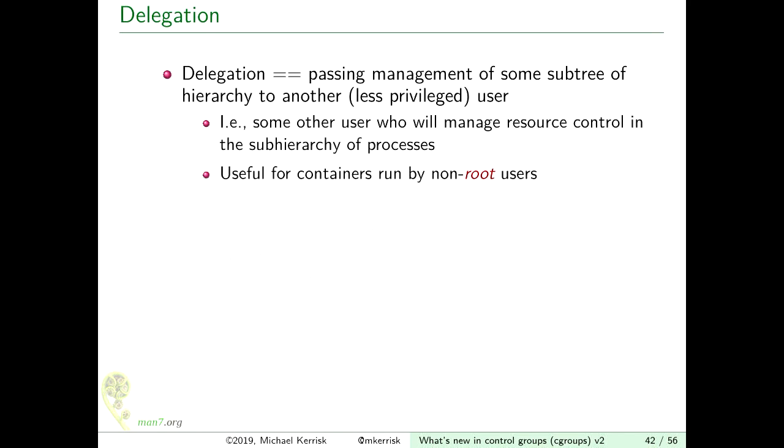It could be desirable to have some part of the cgroup version 2 hierarchy that is delegated to a non-privileged user. Perhaps, for example, because that piece of hierarchy is being used by a non-privileged container being run by UID 1000, for example. So delegation is the idea of passing ownership of some part of the cgroup version 2 hierarchy to a non-privileged user, so that user can do management of the sub-hierarchy.